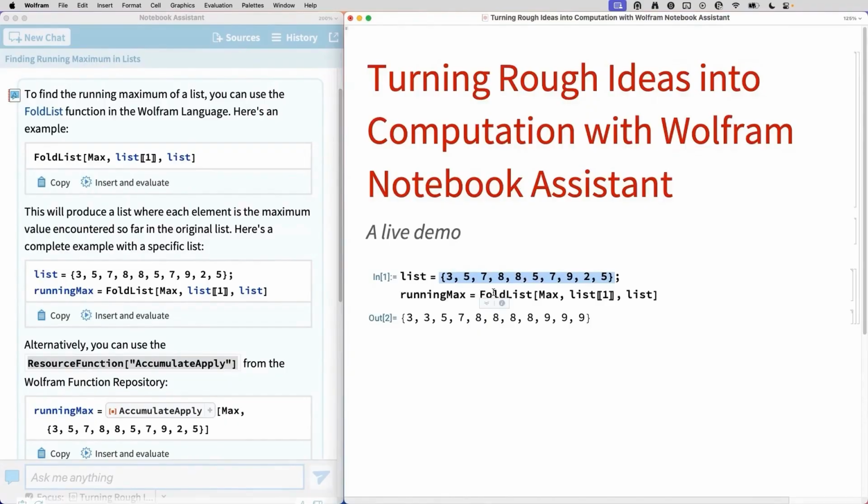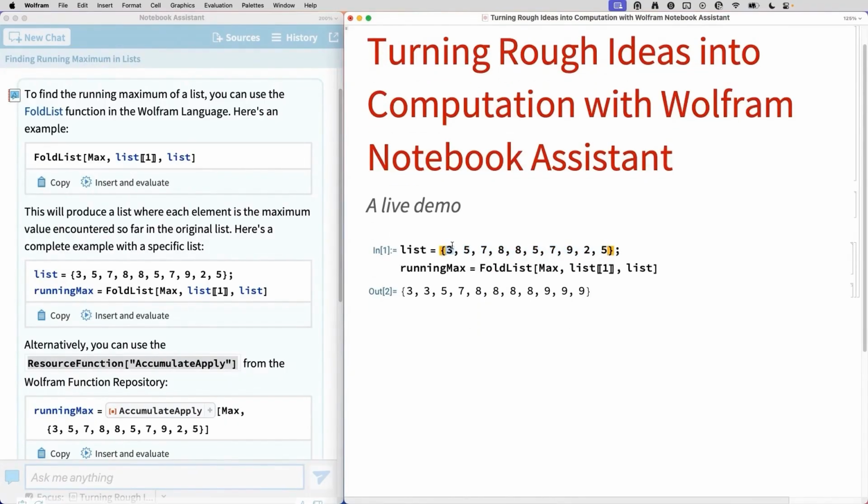So if we click this, we get this, and we can see that indeed for this example list that it has come up with, at first, the largest element is 3, starts at 3, and then it stays at 3, and then 5, 7, and then once it hits 8, we stay at 8 because 8 is the largest entry. 7 isn't larger, 5 isn't larger. Once we hit 9, we stay at 9 because 9 is the largest entry, and there we go. So that kind of does what we'd like.